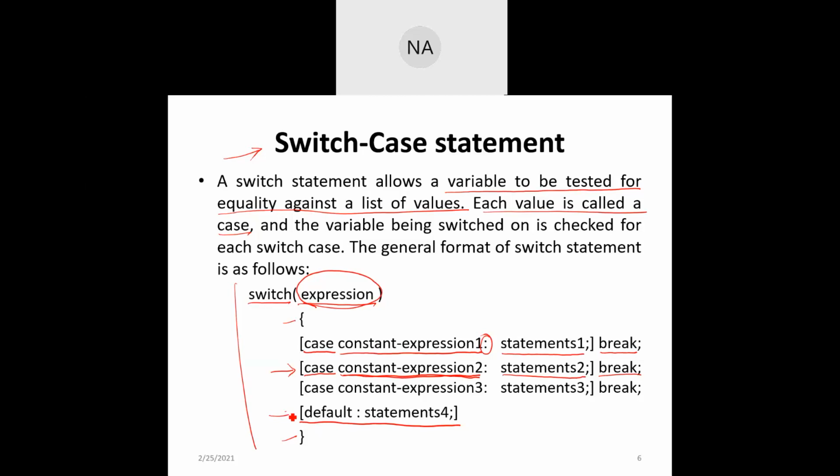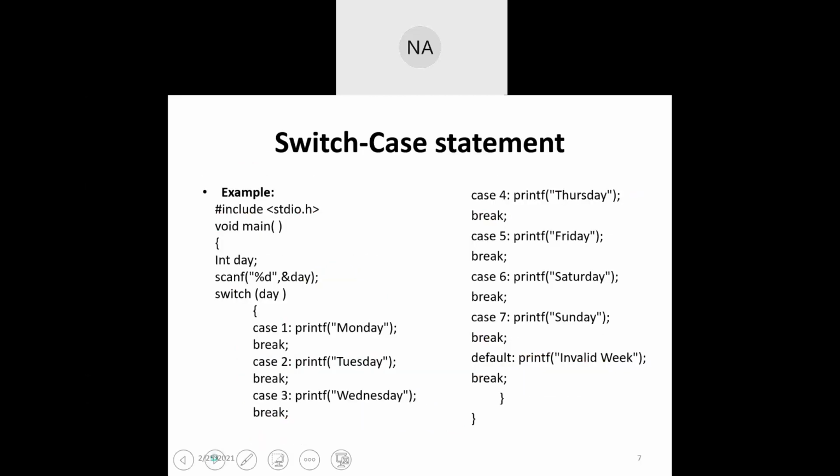This default is used when the value of the switch expression is not equal to any of the specified cases. If the expression value is not equal to any of the specified cases, then the default case will be executed. That is, the statement written in the default case will be executed. Okay, so an example. Here we have an integer variable day. We scan its value, and then we check the value of the day.